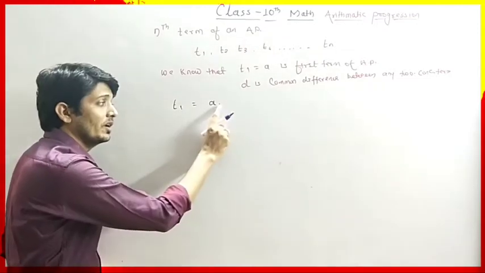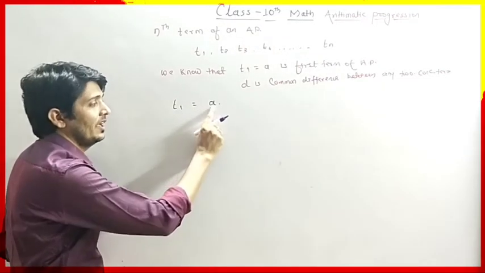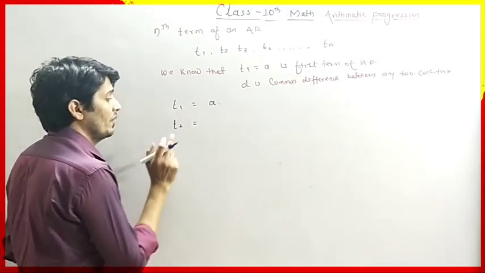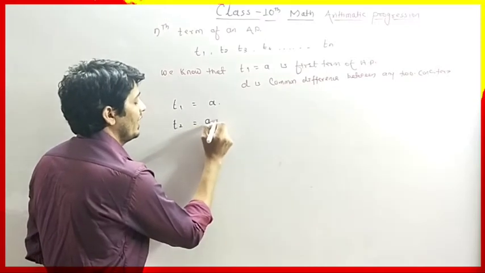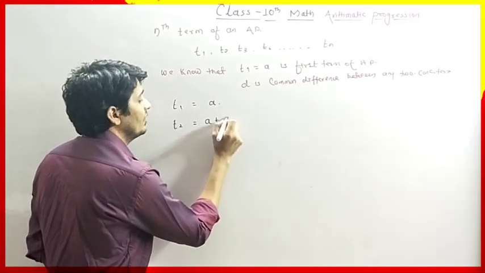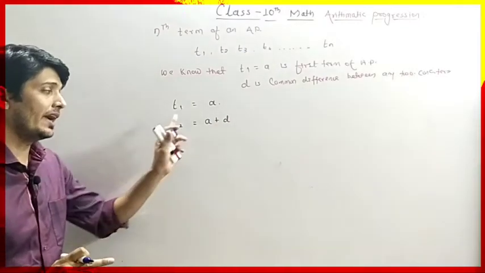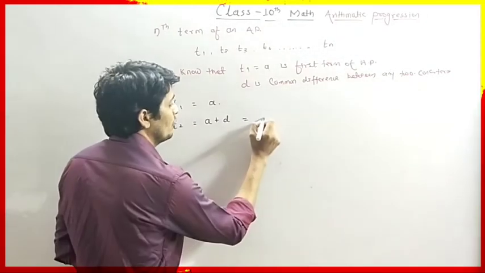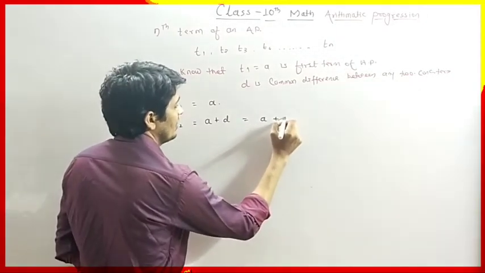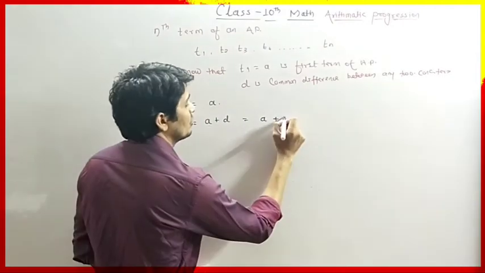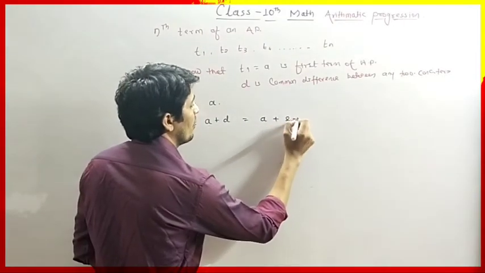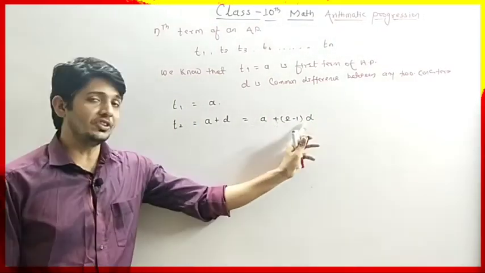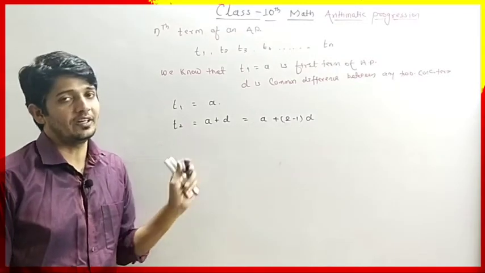Then if we add the common difference to a, we will get the second term. So what will be our t2? t2 is a plus d. If we add d, then we will get the next term. Or we can write t2 equals a plus 2 minus 1 into d. So 2 minus 1 is 1 and 1 into d is d. So a plus d equals our second term.